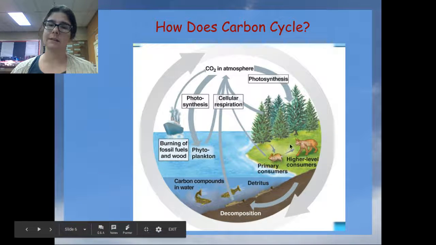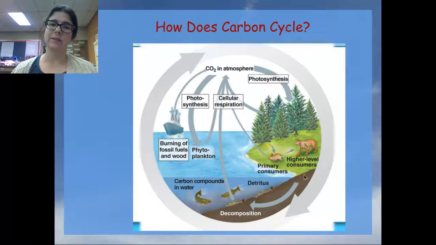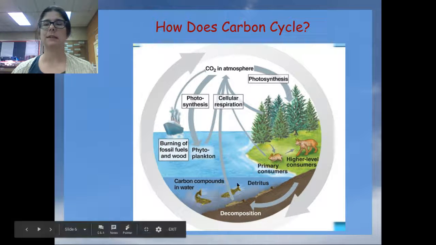If these organisms die, either the plants or the animals, they can break down, decomposition happens. Again, we have bacteria or fungus and cellular respiration occurring, and it's going to be released back into the atmosphere, and it can go again and again and again.